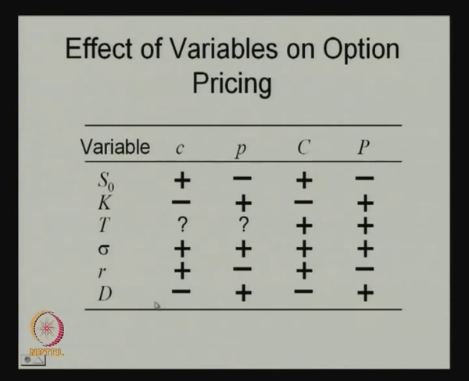Then if the present value of the dividends is higher, the call option premium will be less, but the put option premium will be higher. It is the same for both the American option and the European option.